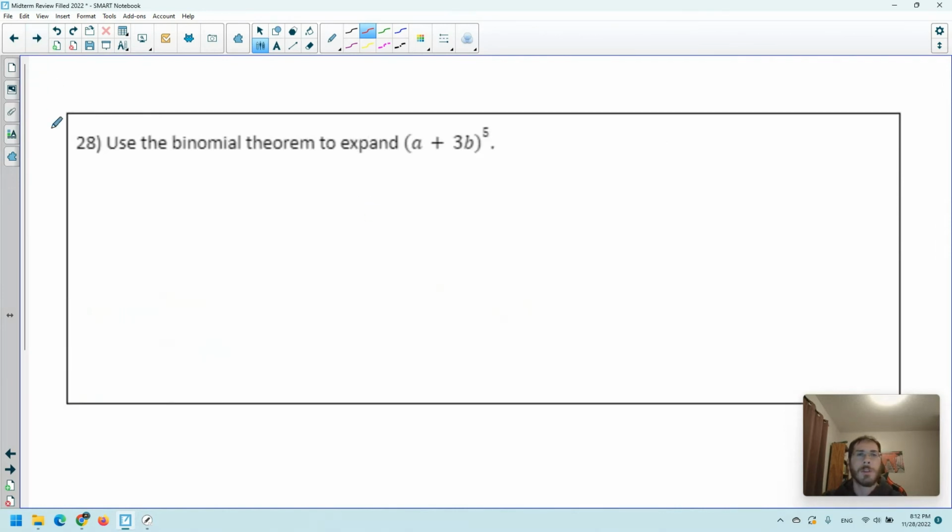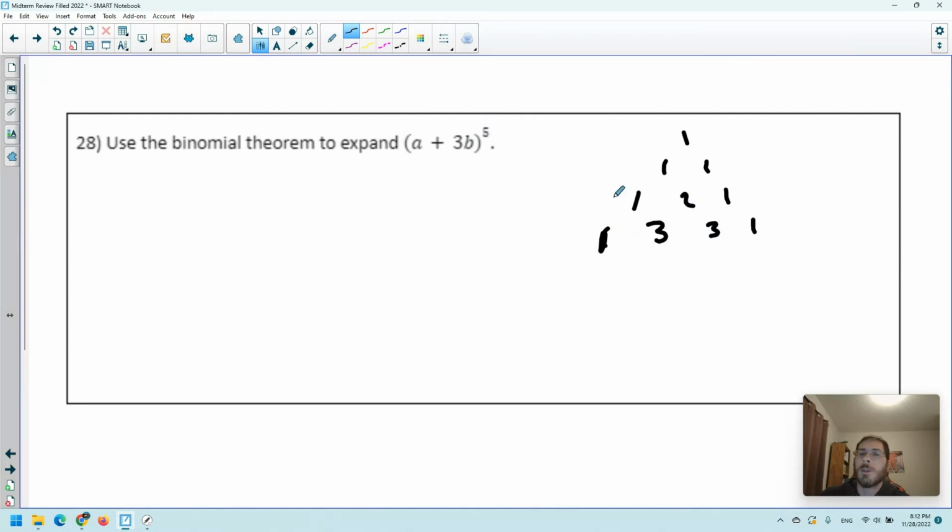Problem 28, use the binomial theorem to expand a plus 3b to the 5th power. So to solve this one, we have to use Pascal's triangle. That's kind of fun. So we'll make a triangle, 1, 1, 1. 1's on the side, 1 plus 1 is 2. 1's on the side, 1 plus 2 is 3. 2 plus 1 is 3.